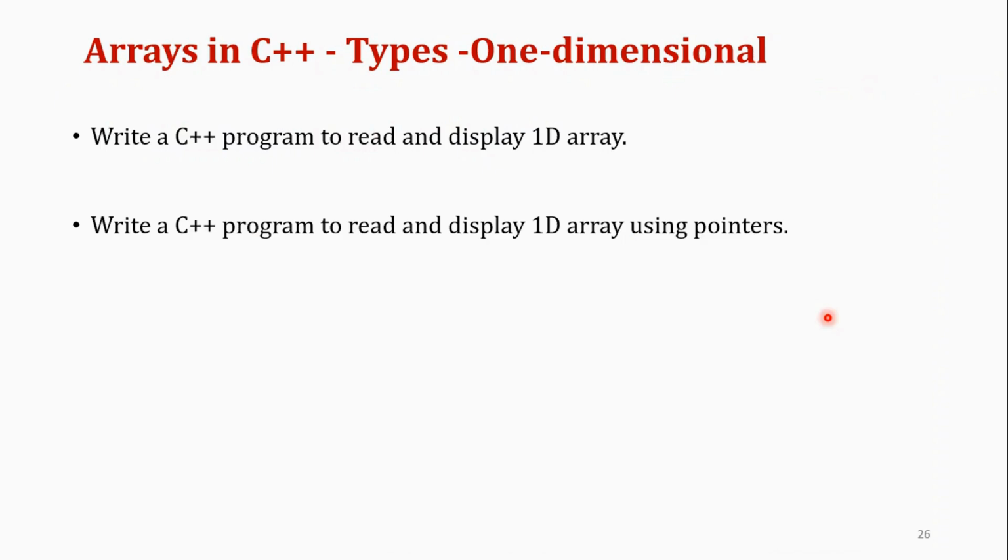Next, you can try to read and display a one-dimensional array by using a loop. You can use either a for loop or a while loop. Inside the loop, you ask the user to enter the value, and by using cin, you can read the array element.